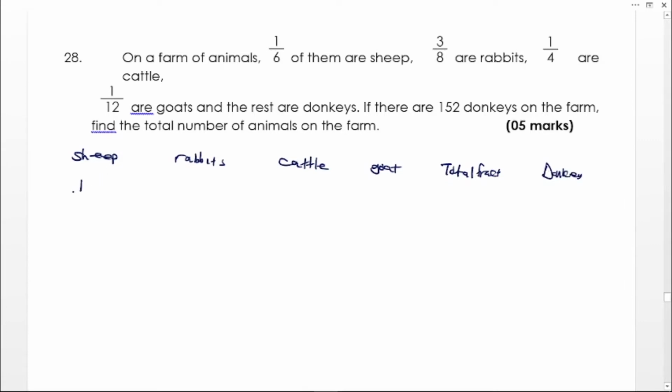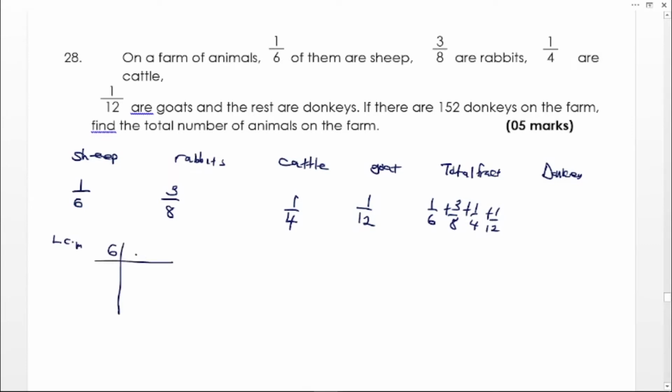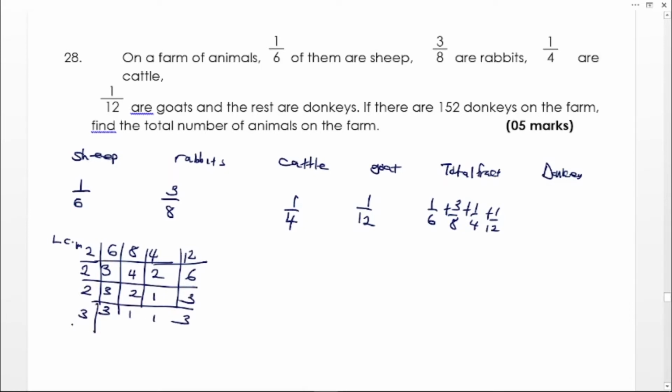Now, sheep take a sixth, rabbits take 3/8, cattle take a quarter, then goats take a 12th. Then what's the total fraction? So this is going to be a sixth plus 3/8 plus a quarter plus a 12th. So you have to get the LCM of 6, 8, 4, and 12. Then by 2 here. By 2 it is a 3, by 2 a 4, by 2 a 2, by 2 a 6. Then by 2 a 3, a 2, a 1, a 3. Then by 2 a 3, a 1, a 1, a 3. Then by 3 here it's going to give us 1 1 1 1.